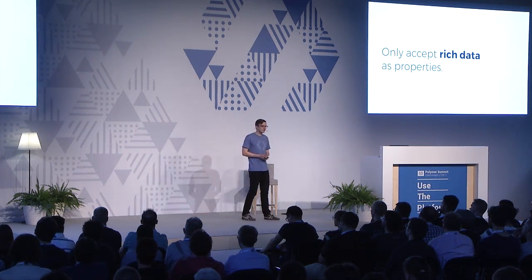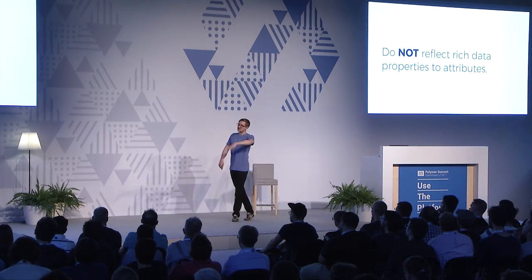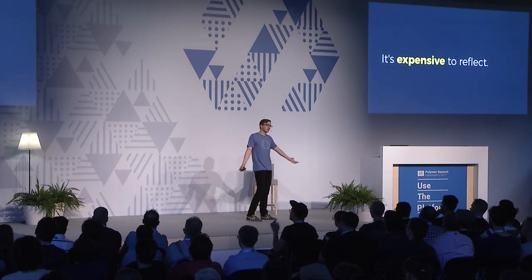And there are reasons for this. Also, you probably don't want to reflect rich data from properties back to attributes. The reason is, one, it's expensive to reflect, right? Stringifying a big object that someone passed in as a property and reflecting that just doesn't seem very useful.